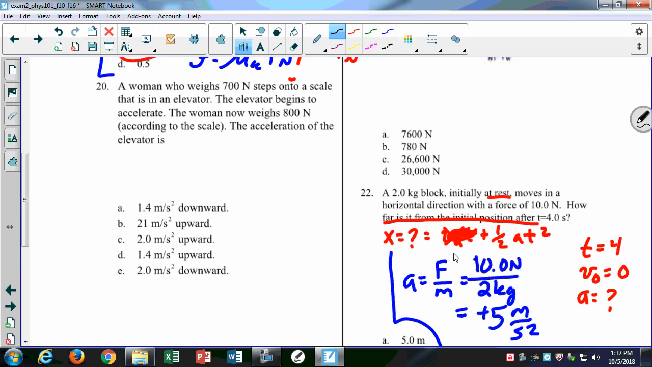First of all, if she's really 700, but now she's 800, is it going up or down? It's going up. She feels heavier. That's why when you get in an elevator, it sort of feels like something is pulling down on you. So I know it has to be B, C, or D.